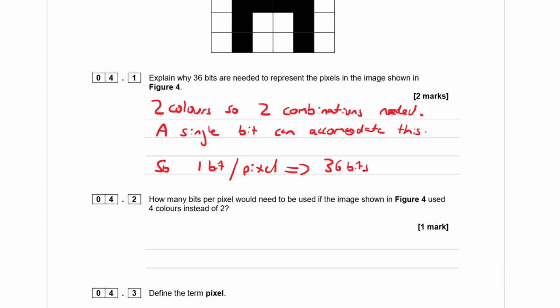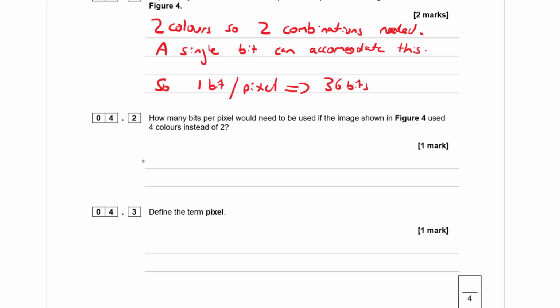Now we need to say how many bits per pixel would need to be used if the image shown had 4 colours instead of 2. So what we're doing up here basically is, okay, we're in binary, so our base is 2, and we don't know what the power is yet, but we need 2 colours, so it's black and white. So what is x here? Well, x is going to be 1, so 2 to the power 1 is 2, so 1 bit is used. So x here would be how many bits we're using.